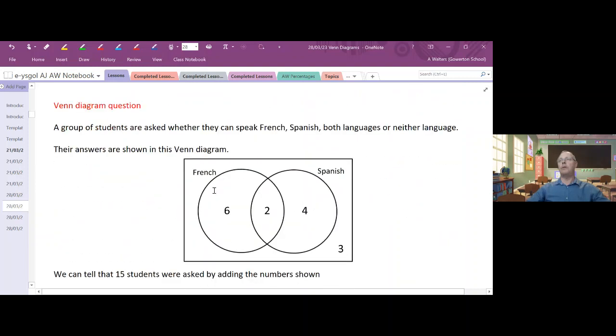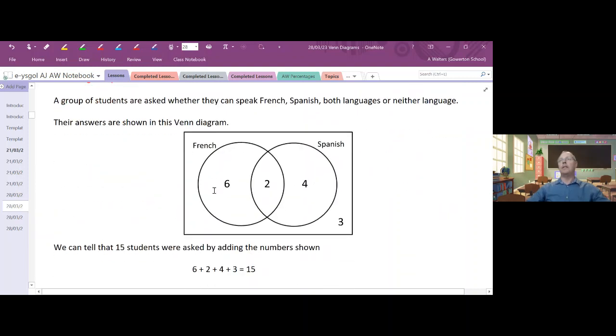I'm going to look at some typical questions, and this one here, a group of students are asked whether they can speak French, Spanish, or both languages, or neither language. Okay, the answers are shown in the Venn diagram. Okay, and this is what you would do. We can tell there's 15 students because if we add the 6 and the 2 and the 4 and the 3, there are 15 students. Okay, so everybody in the survey amounts to 15 students.